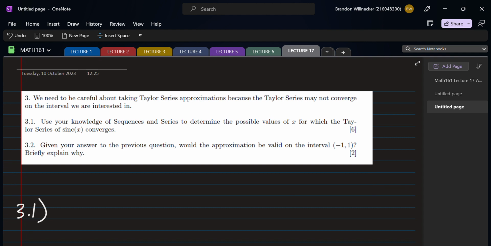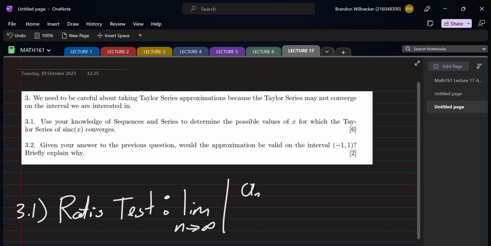So how do we show if it converges or not? We use the ratio test. Okay, remember the ratio test. That was the limit as n goes to infinity of the absolute value of a_(n+1) over a_n, and we want this to be less than 1. If it's less than 1, it converges. If it's bigger than 1, it diverges. If it's equal to 1, then it's inconclusive. We need to try something else. Okay, so that's for general series.